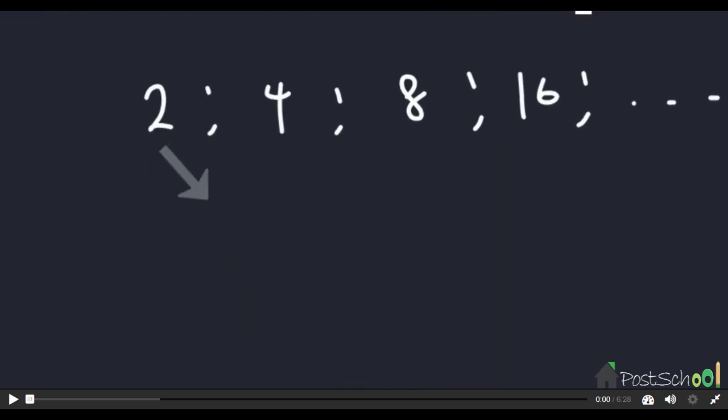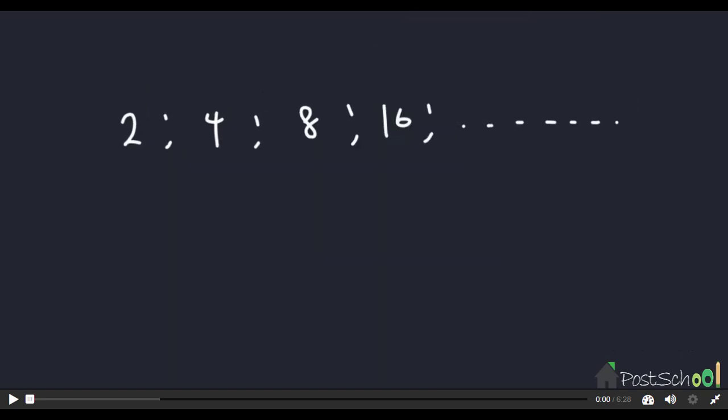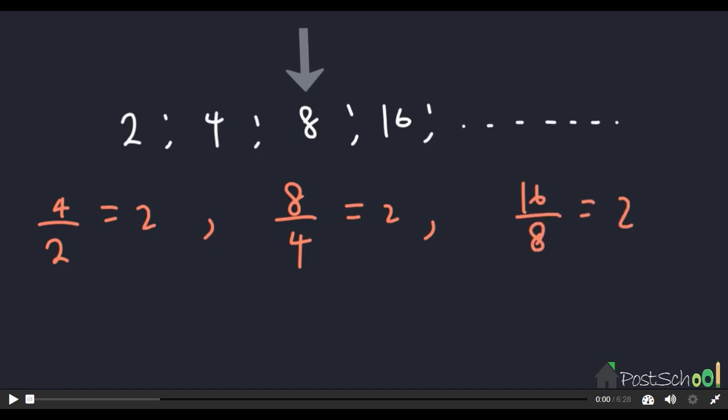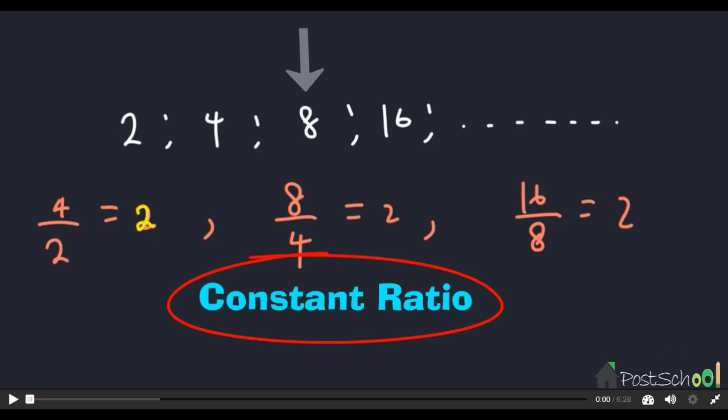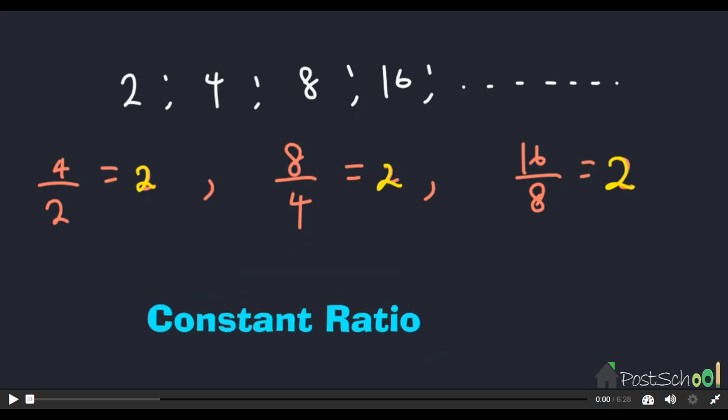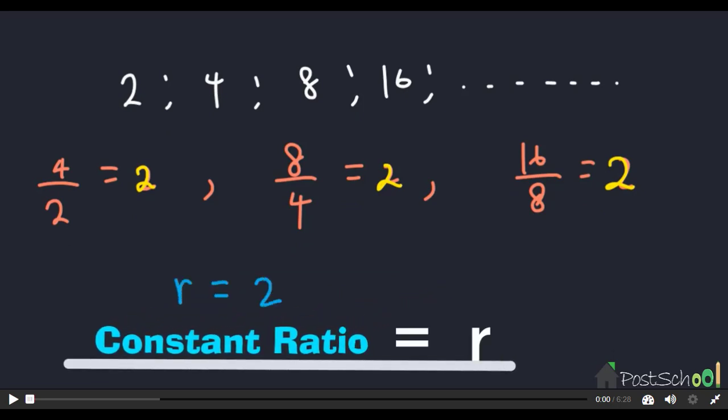As you can see from this sequence, we are multiplying 2 by 2 to get 4, and multiplying 4 by 2 to get 8, and multiplying 8 by 2 to get 16. So if I divide 4 by 2, I'm getting 2. And if I divide 8 by 4, I'm getting 2. And if I divide 16 by 8, I'm getting 2. Which means 2 is a constant ratio for this pattern. We call the constant ratio R. So R is equal to 2.